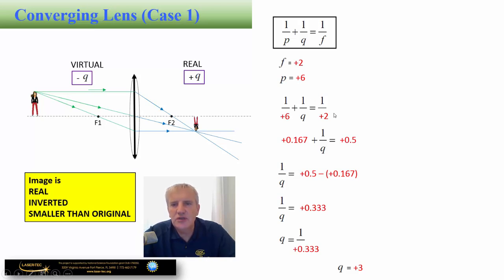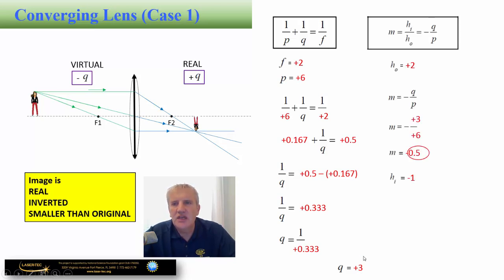After substituting into the formula and doing the necessary math, we are coming up with a value for q of +3, and then we can also do the magnification using a magnification formula. We substitute for q +3, and then for p we substitute +6, do the math, and then we get -0.5 for the magnification. We can draw a few conclusions here.